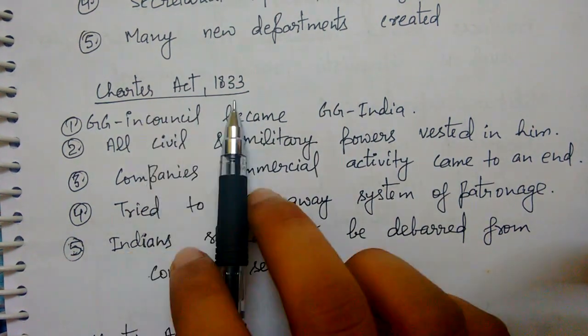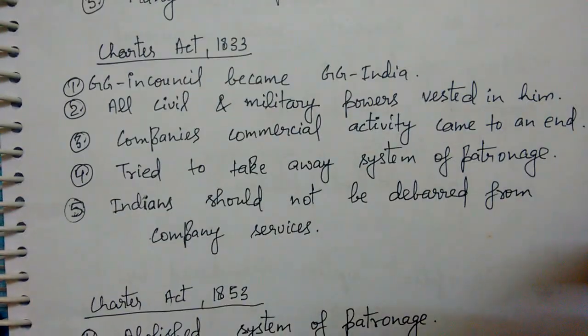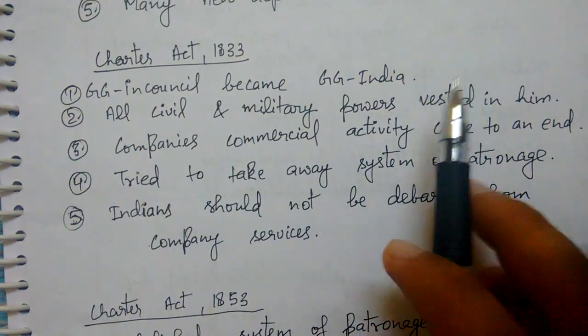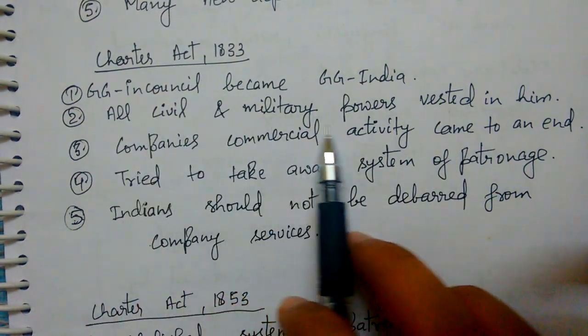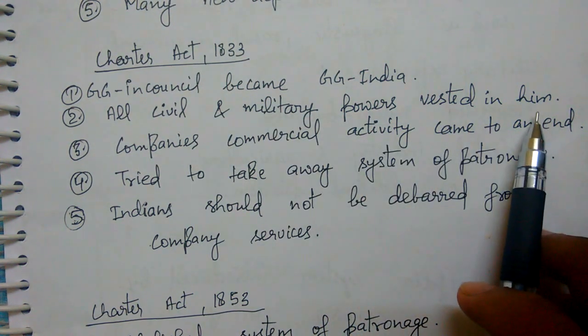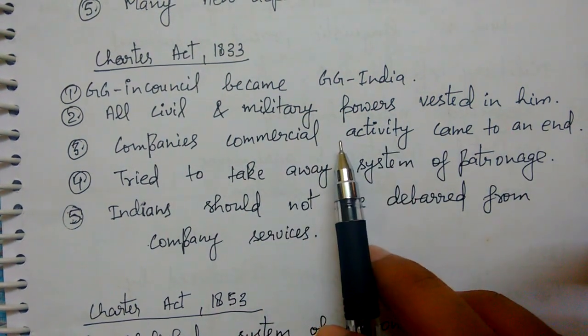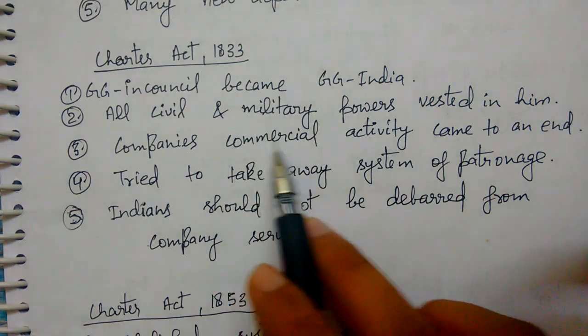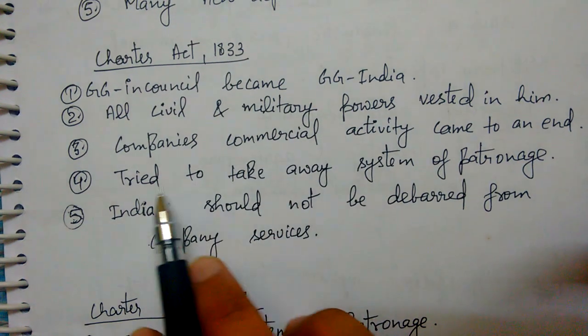Then the Charter Act 1833 came. This act was very important because the Governor General in Council became Governor General of India, and all civil and military powers were vested in him. Before this, the civil and military powers were distributed among different members, but now he was the sole authority. So this is the feature of centralizing the whole powers in the Governor General. This is where centralization started.